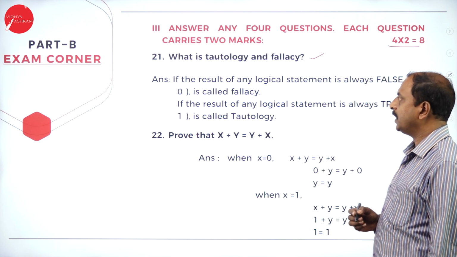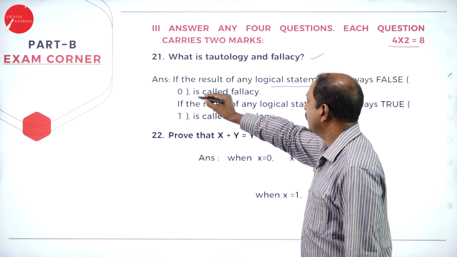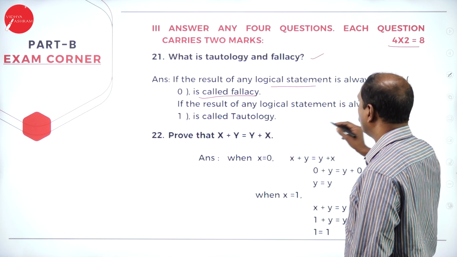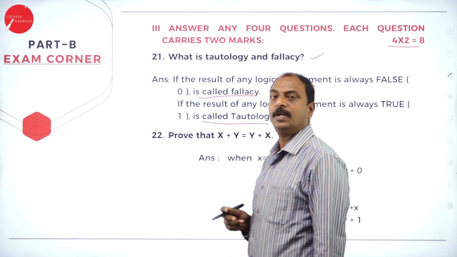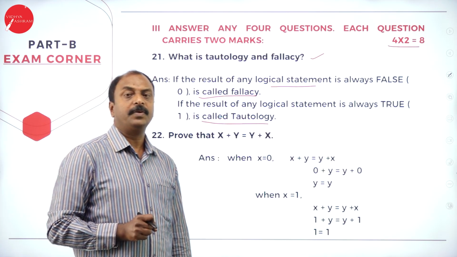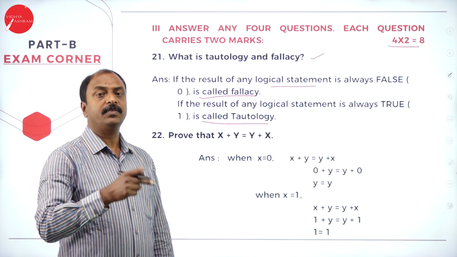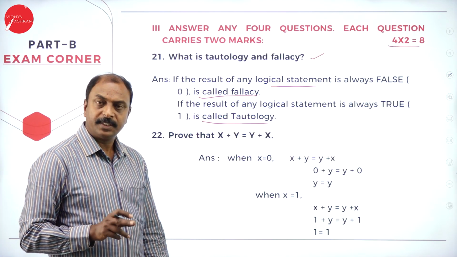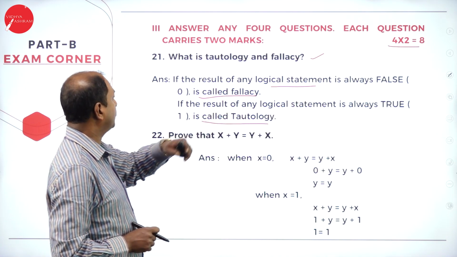So here the meaning is: the result of any logical statement that is always false is called fallacy, and the result of any logical statement that is always true is called tautology. So in any of the logical statements, in the result column or the output column, if all the values are 1, it is called tautology, and if in the result column all the values are 0, it is referred to as fallacy.